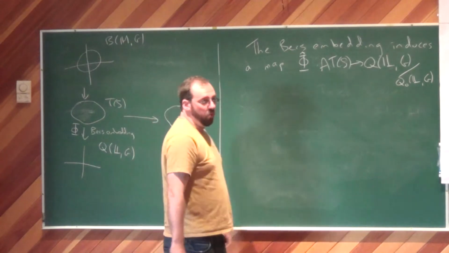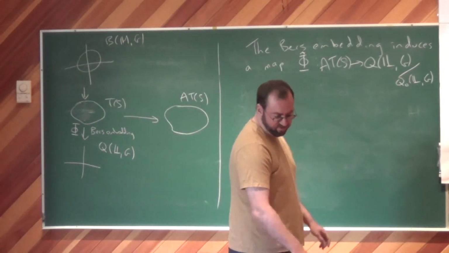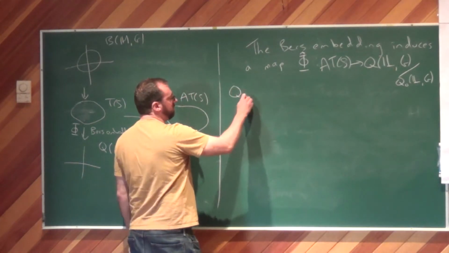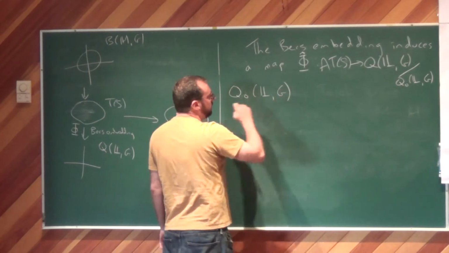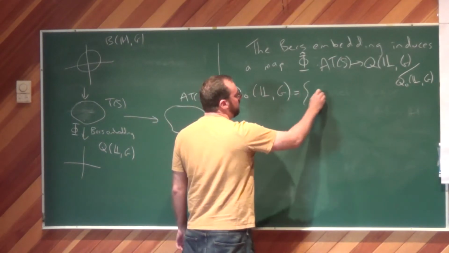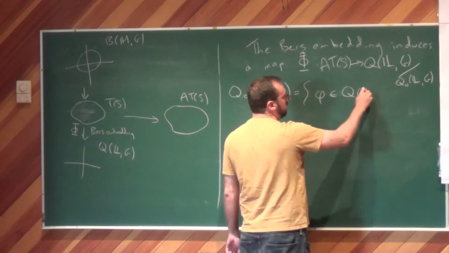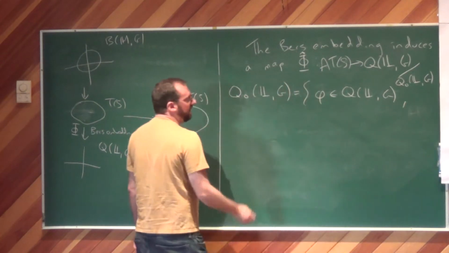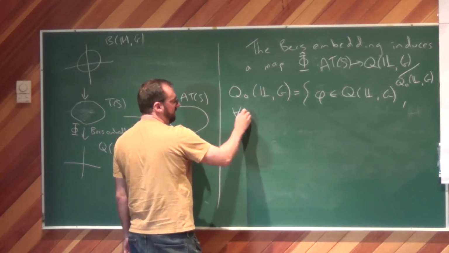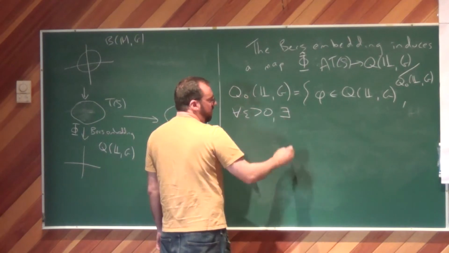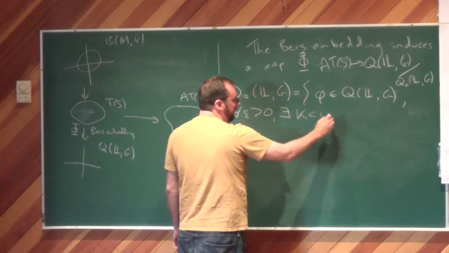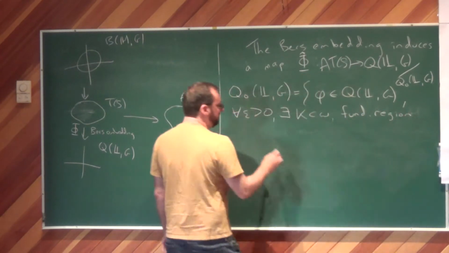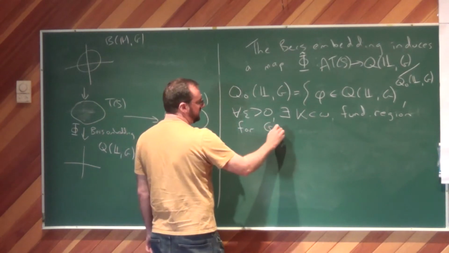So I guess I have to define what Q0 is. This is the space of quadratic differentials in Q which vanish at the boundary. So Q0 of L comma G, that's the set of these phi, so that for all epsilon greater than 0, there exists a compact set K contained in omega, a fundamental region for G in L.